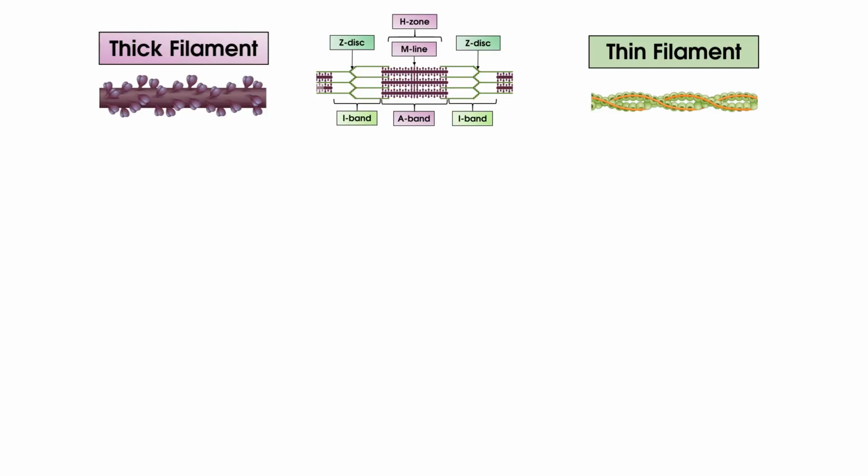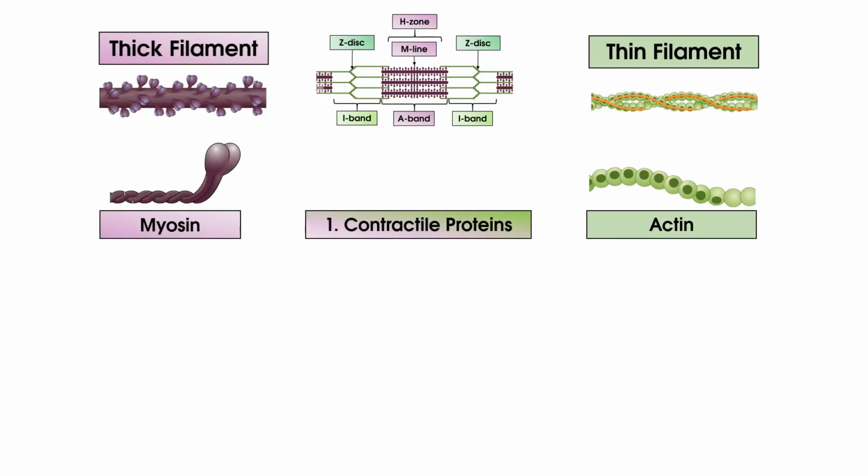So firstly, we have the contractile proteins. We have actin and myosin. Myosin is part of the thick filament, and it's the predominant part, and it's shaped like two golf clubs that are twisted around one another. It's made up of heads and tails, and the tails lie parallel to one another, and they point towards the M line in the center of the sarcomere.